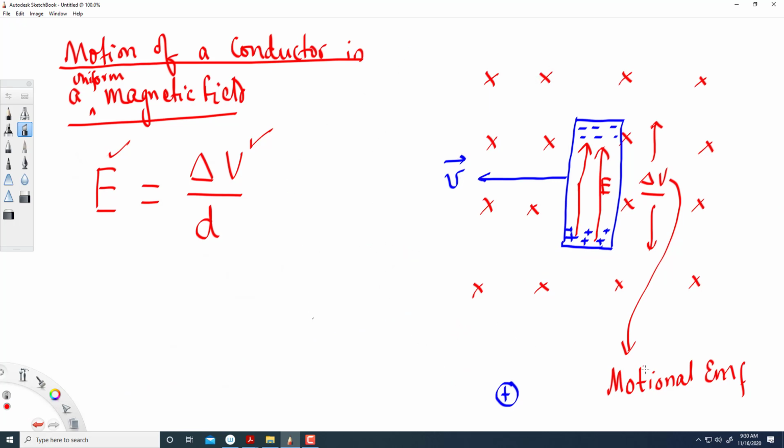So this is the same as potential difference. We have a potential difference, which is called motional EMF. It is called motional EMF because it is produced by the motion of that conductor. So we want to get an expression for this delta V, the motional EMF. What is the EMF produced? How much EMF is produced in this conductor?